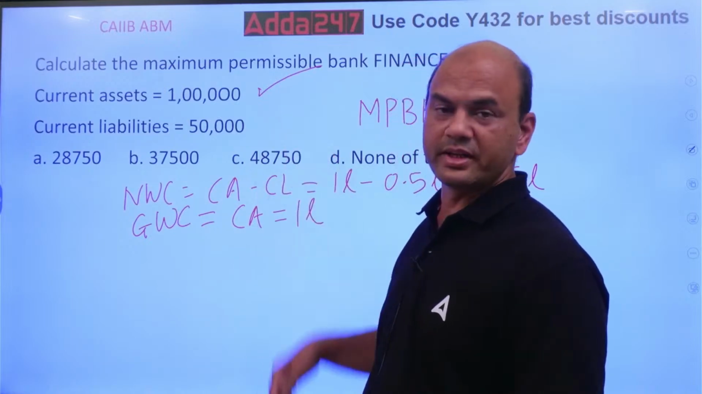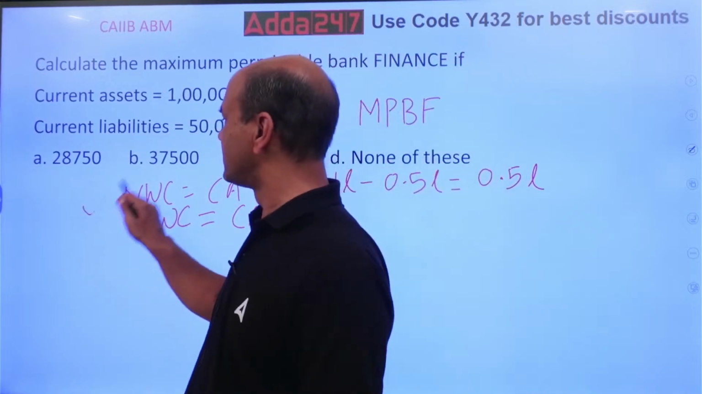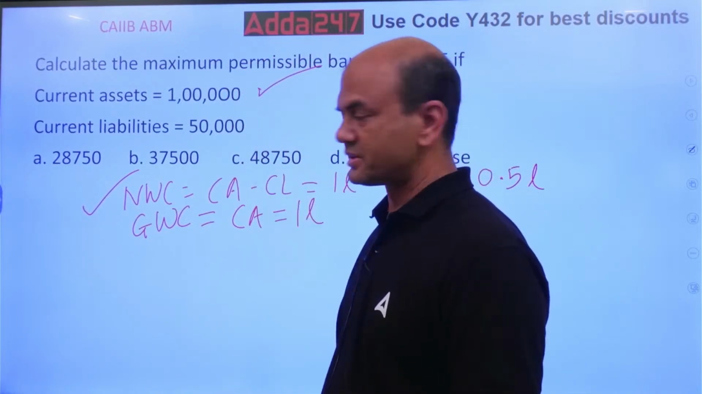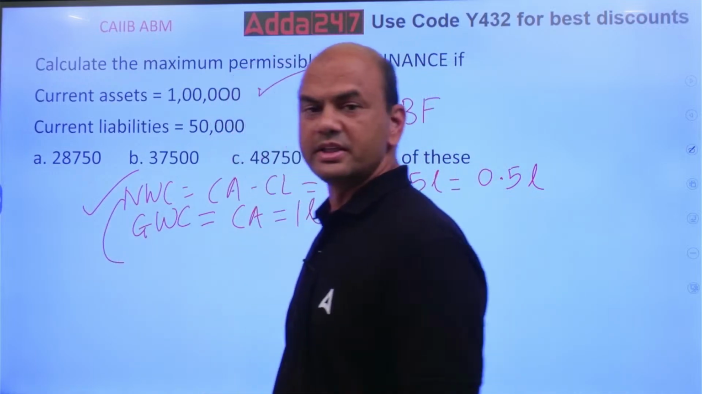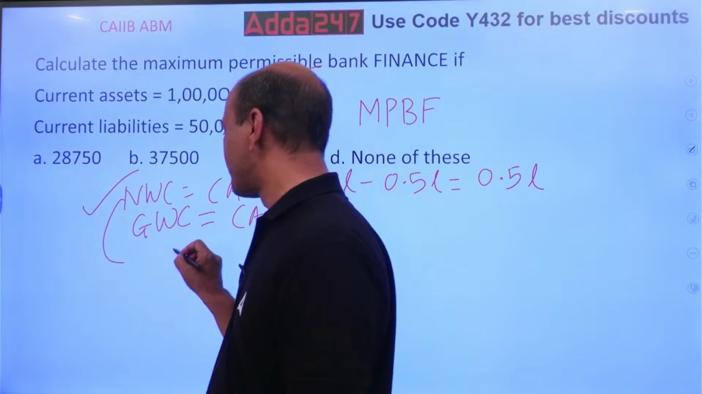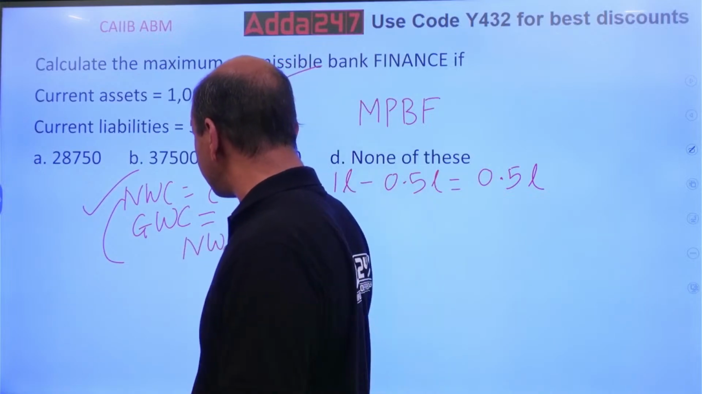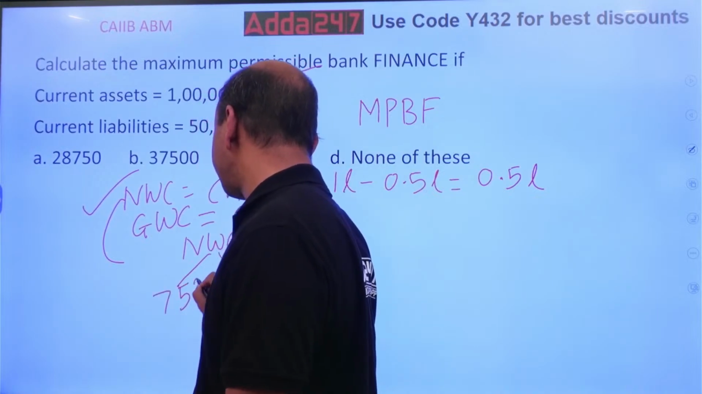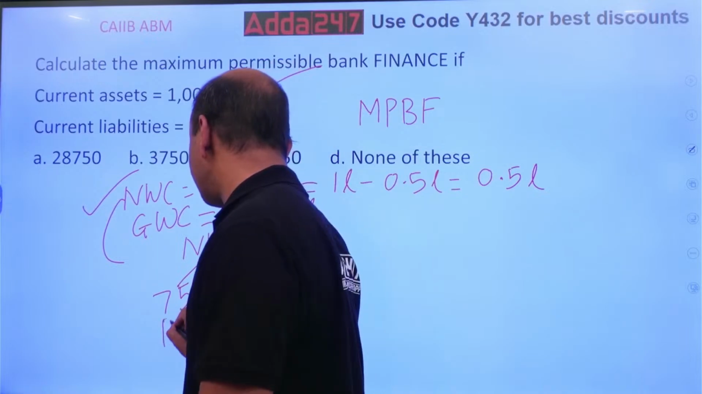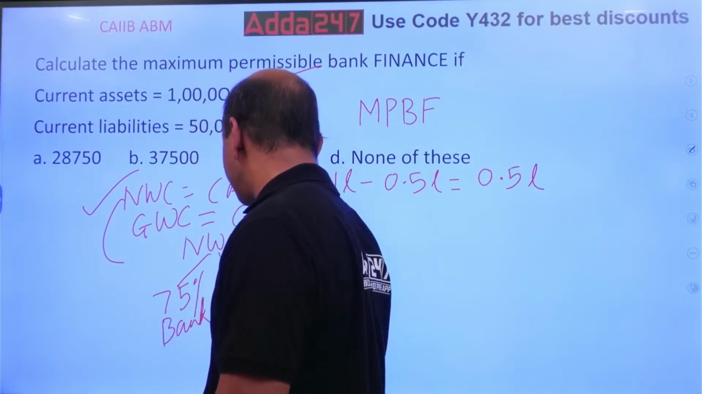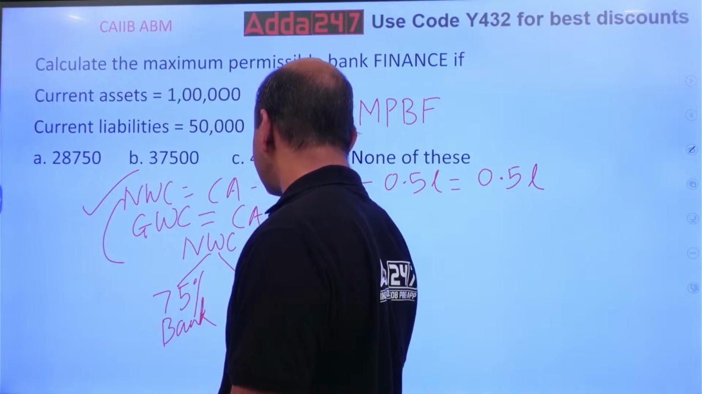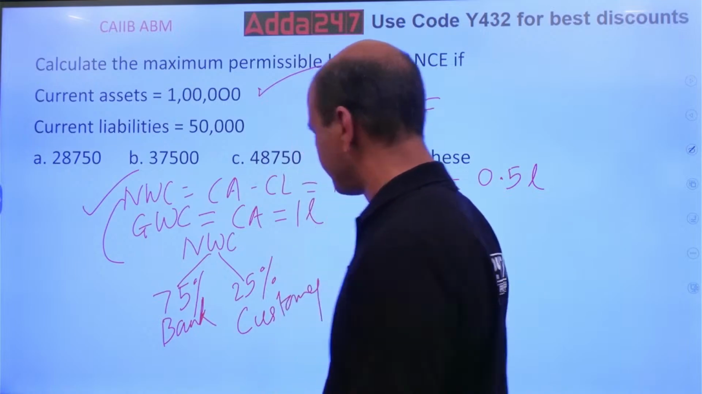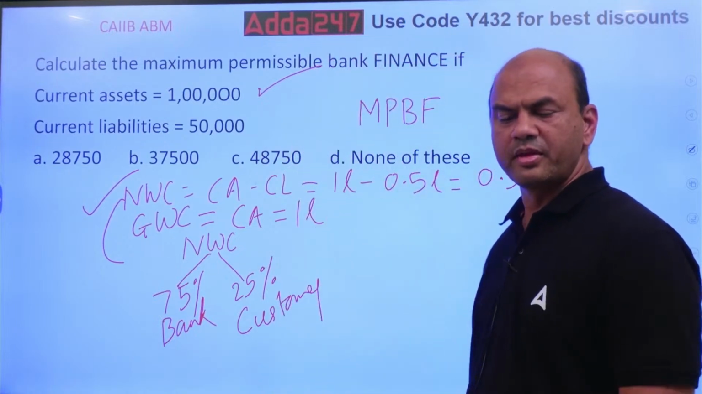Now how much is the bank finance? Bank finance is always given on this NWC, the net working capital gap. By the same rule I told you in the earlier problem, 75% is by the bank and 25% is by the customer, as margin. Got it? So this is the way it is done.